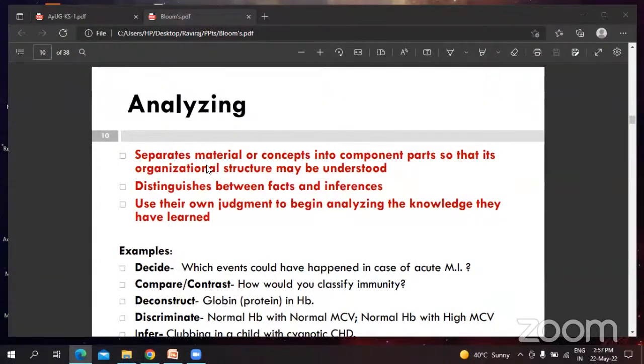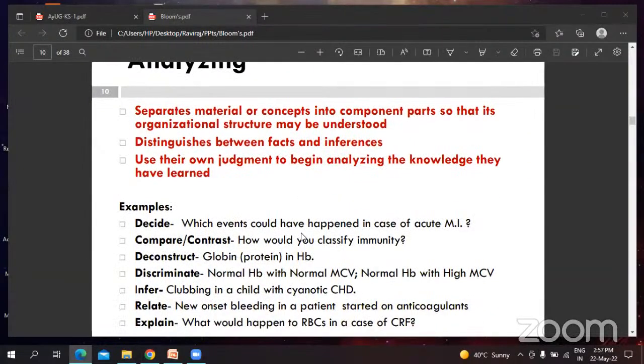Now, which is the third level? It is analyzing, right? Now, you must have heard the term heart attack. Yes. So somebody had a heart attack and had to be hospitalized, or somebody had a serious heart attack and died because his acute myocardial infarction was so fatal, right?